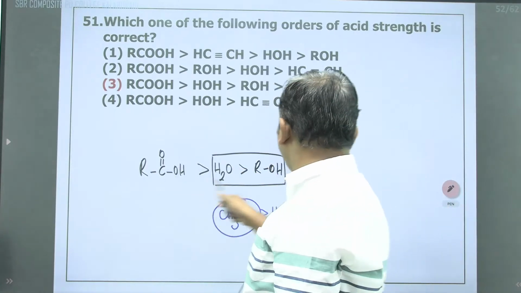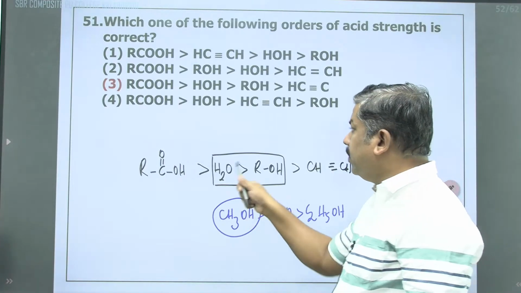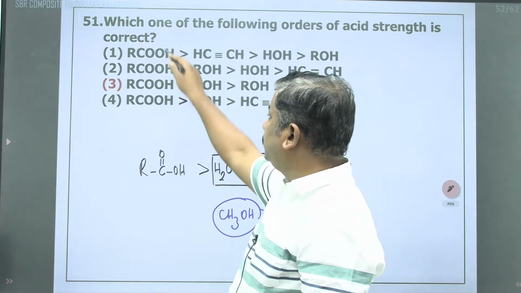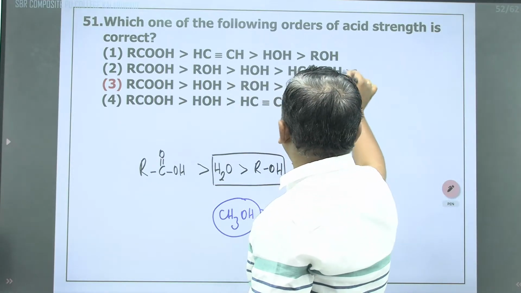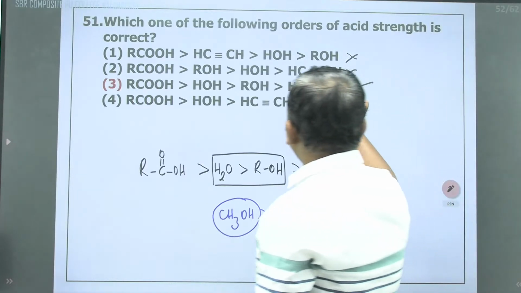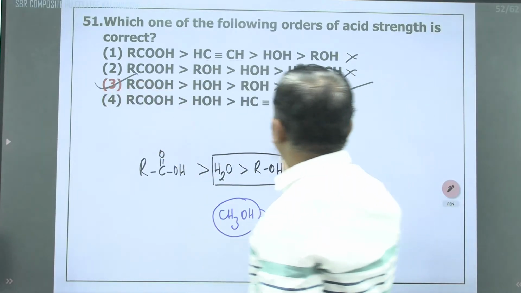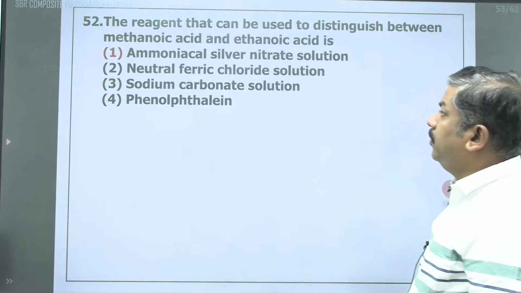This is the order applicable for acidity of compounds. Just remember, methanol is a stronger acid when compared to water. First one, carboxylic acid is there. Next one, water. Second option is wrong. First option is wrong. Next one after water, it is alcohol, so H should be there here. This is found to be the correct option. The third one is found to be the correct one for acidity of these compounds.